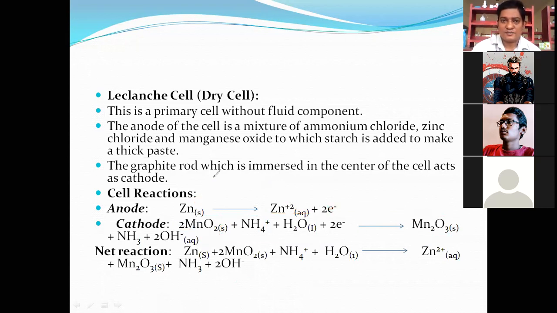You see this. Now, when you're discussing the entire reaction: zinc solid, MnO2 powder, NH4+, H2O liquid. Zn gives rise to Zn2+, MnO2 gives rise to Mn2O3, NH4+ gives rise to NH3, and H2O leaves as 2OH-. Okay. Now, this is the cell reaction identified in the Leclanche cell.